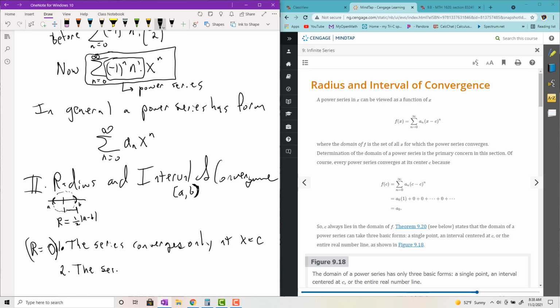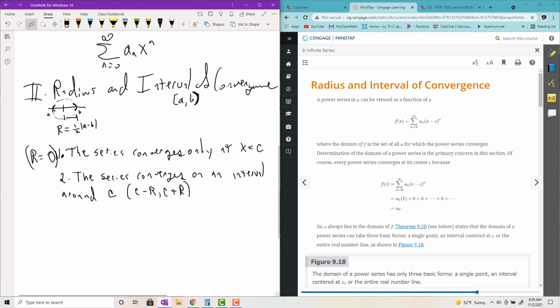Secondly, then, there's some interval. The series converges on an interval around the center. We would have something like the interval from c minus r to c plus r. And then later, for the interval of convergence, we'll have to check the endpoints of that interval. But the radius then is just going to be whatever that r value is. So I guess r equals r, to be determined.